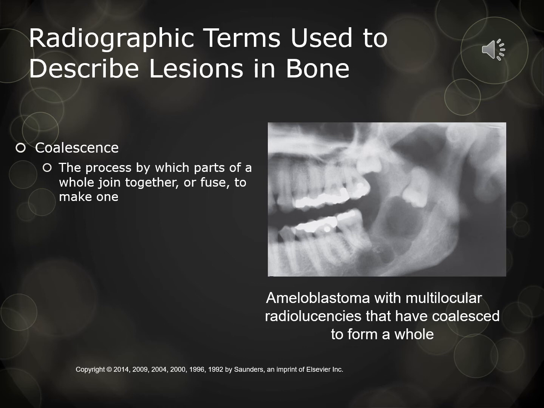Jumping on to the radiographic terms used to describe lesions in bone, we can see a radiograph showing ameloblastoma, and it has multiple radiolucencies that have all joined together or coalesced to form one whole. So that's what we're looking at, coalescence of multiple ocular radiolucencies to form a whole.